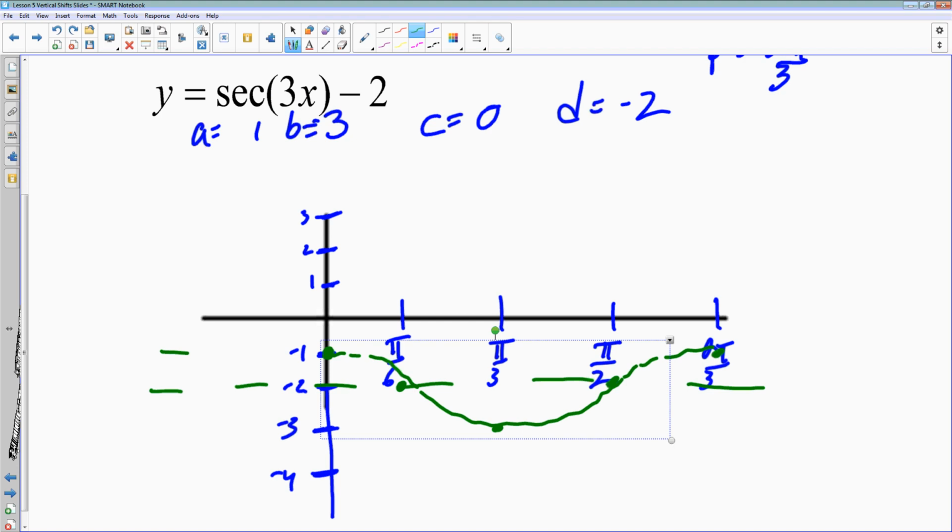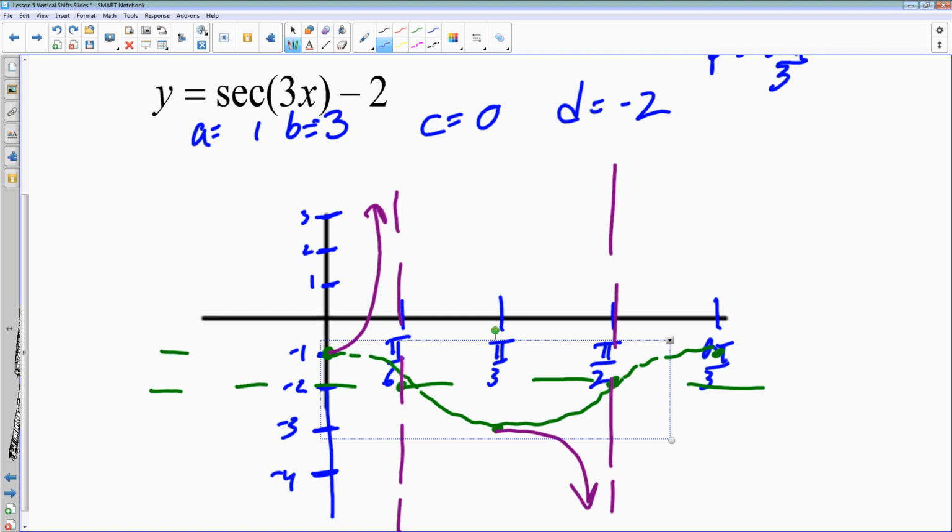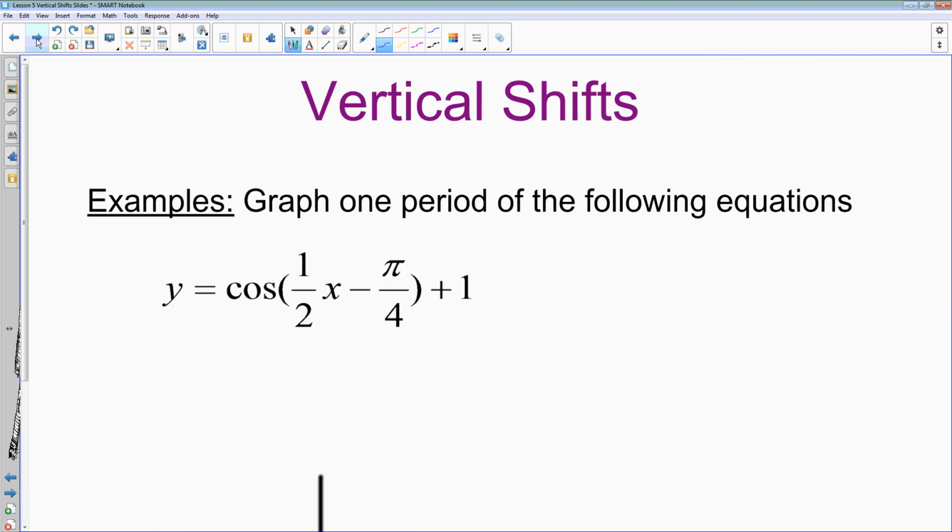Remember, every time that we touch that midline, that's my new x-axis, if you will, and creates my asymptote. So half of a U shape will be right here, a full U shape right there, and another half of a U shape.